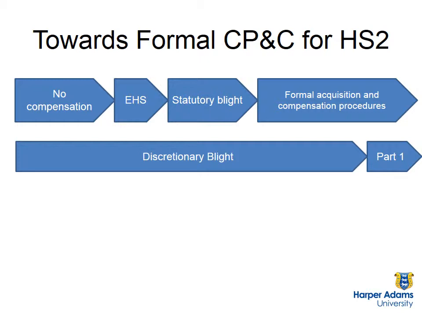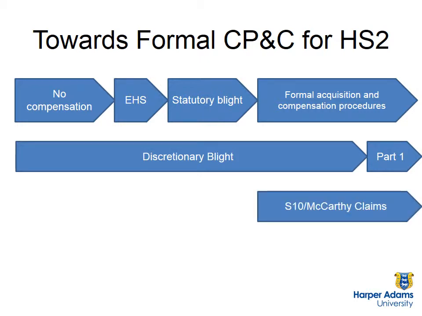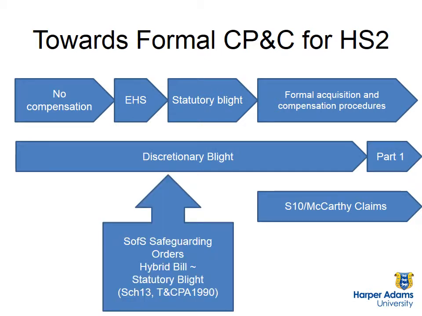Once the route has been built and brought into operation, 1 year later we have the prospect of Part 1 claims under the Land Compensation Act 1973. We also have, from the start of formal acquisition and compensation procedures, the prospect of Section 10 claims under the 1965 Compulsory Purchase Act, otherwise known as McCarthy claims, where no land is required, but damage to value has been suffered as a result of the presence of the works rather than their subsequent use.